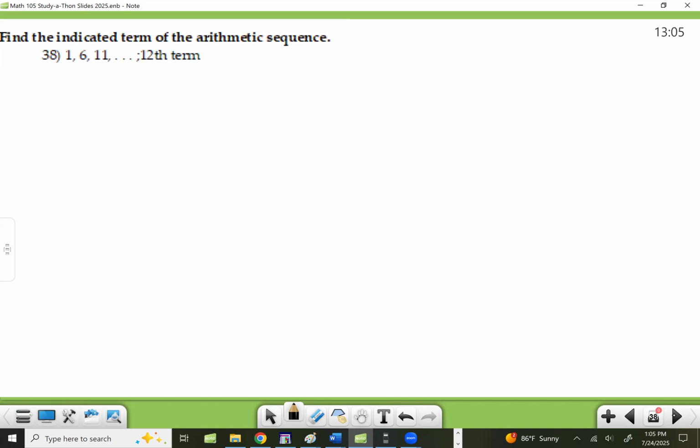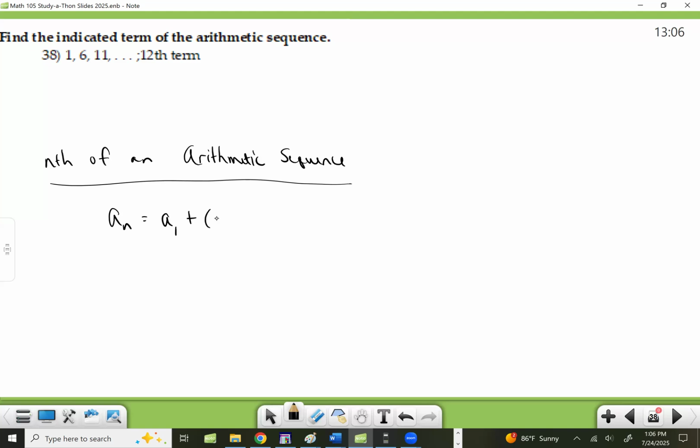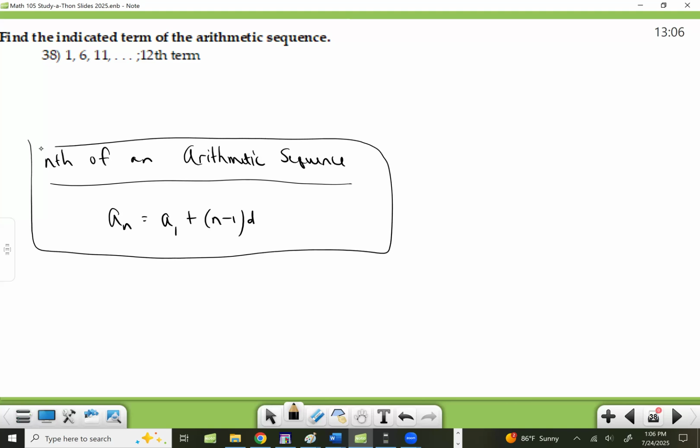All right, number 38, find the indicated term. We need the 12th term. Well, it's arithmetic. So make sure that you have on your note card the formula for the nth term of an arithmetic sequence. To find any term, it's the first term plus n minus 1 times d. So if this is on your note card, you're going to do a great job on this. So let's go ahead and find the 12th term. Let's plug a 12 in. Our first term, a sub 1, well, that's 1. And this will be 12 minus 1.